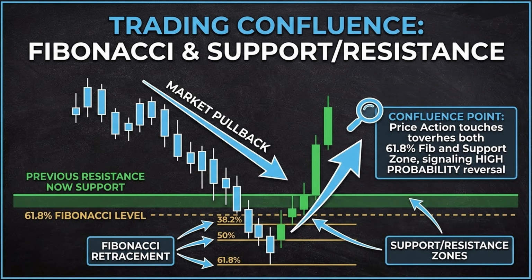At the same time, the price also touches the 61.8% Fibonacci retracement level, which is known as the golden ratio and is one of the most reliable levels for spotting reversals. When both the support zone and the Fibonacci level match up at the same point, it creates a confluence point. This point signals a high probability reversal area because multiple factors suggest that buyers may step in. In the chart, the price reacts strongly and moves upward from this zone, showing how combining Fibonacci with support and resistance helps traders find more accurate and confident entry points.